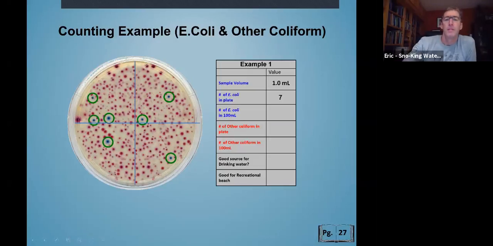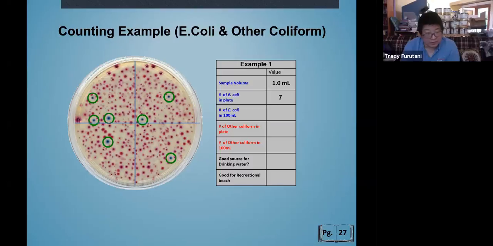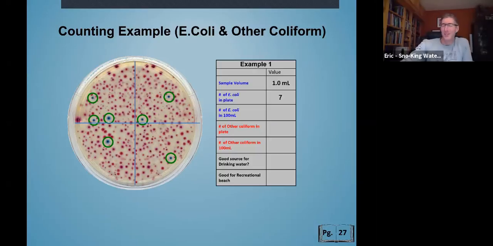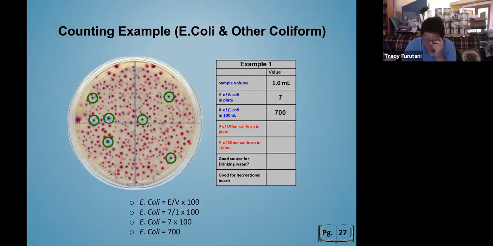So 7. So our sample volume was 1 milliliter. So if there's 7 in 1 milliliter, what's the number in 100 milliliters? 700? Sounds like a Jeopardy. So there's the math, and correct, 700.